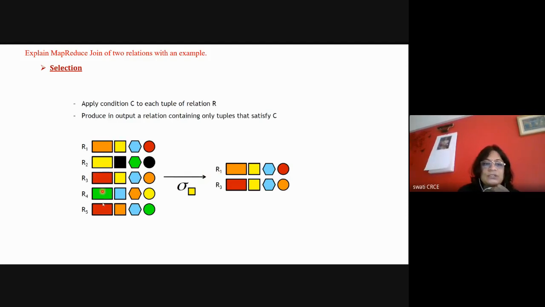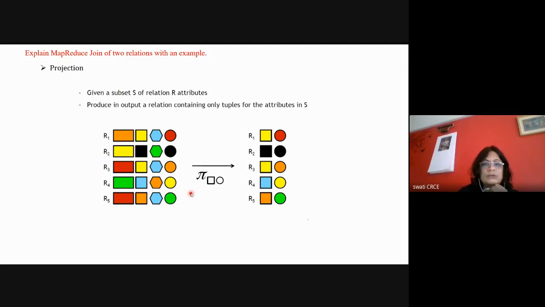If the condition is satisfied, out of these 5, we are getting two records, relation R1 and relation R3. So selection is similar to a select query in a database, and it's very simple to understand. Okay, so the first operation is selection, where you select the particular tuples that satisfy the condition C.